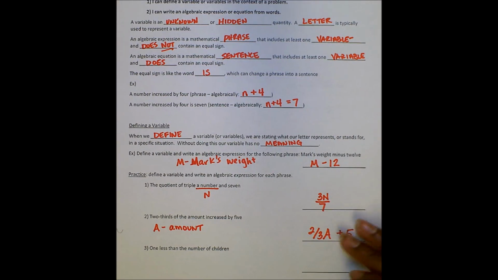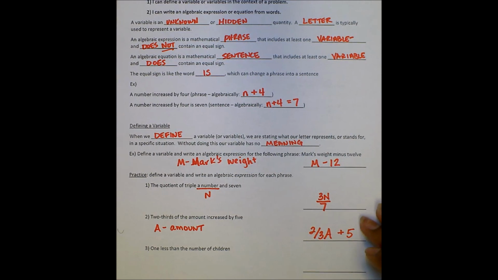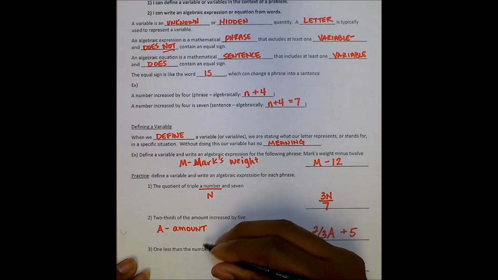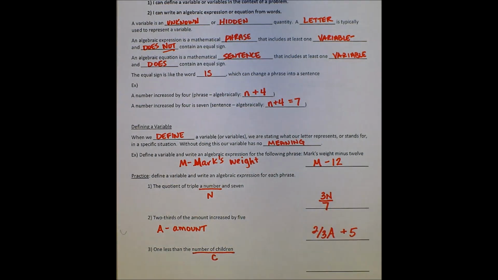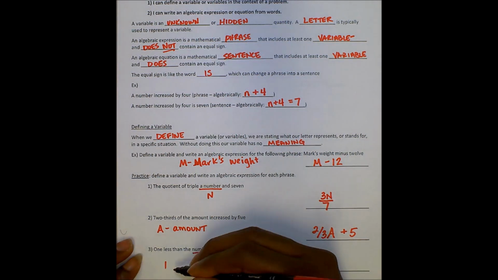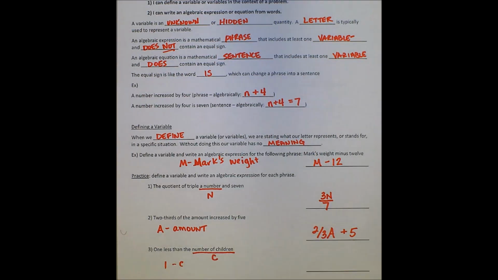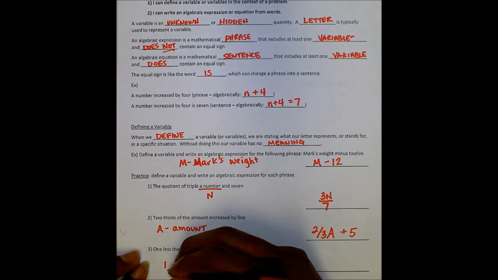And then this last one on this page, 1 less than the number of children. So number of children, I'm going to put C for that. Okay, 1 less than the number of children. Now, this is kind of tricky because a lot of people will look at this and go from left to right and say, oh, it's 1 minus children. That is not how it will work out. Especially with subtraction, you have to make sure that you're subtracting it from something. Okay, so this is a no-go.